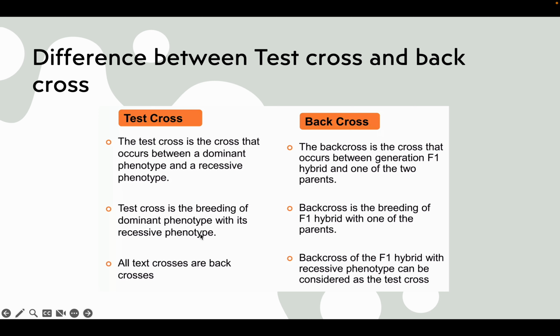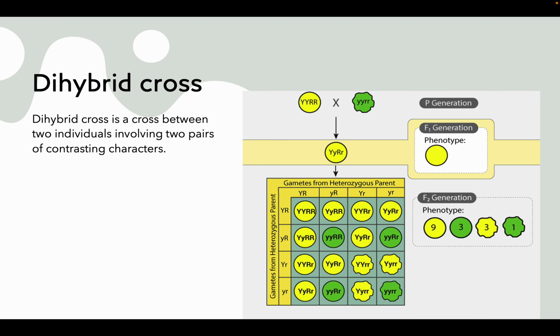All test crosses are back crosses because we are crossing with the recessive parent, right? But a back cross of the F1 hybrid with the recessive can be considered a test cross, but not always, because if we cross with the dominant phenotype, it cannot be considered a test cross. So now we know what a monohybrid cross is, how it can be used for the test cross and back cross, and what the ratio is. Now we are going to talk about the dihybrid cross.